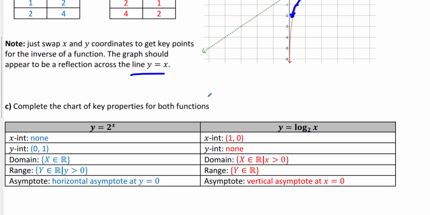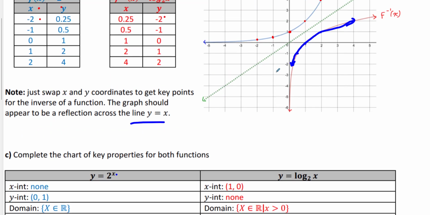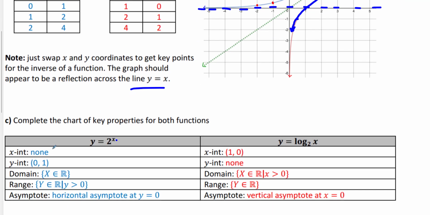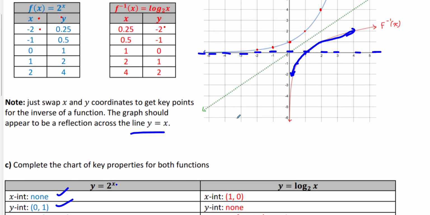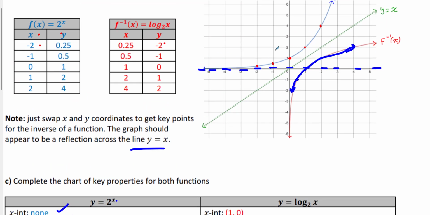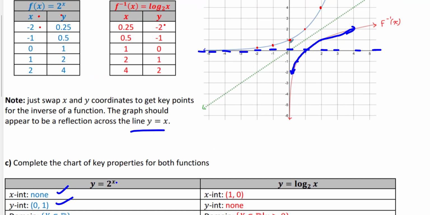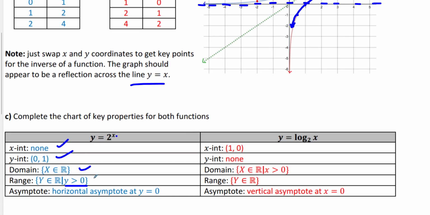And here are some relations when it comes to intercepts. For the x-intercept, y equals 2 to the x, you can clearly see that there is no x-intercept because there's a horizontal asymptote. The y-intercept is (0, 1). The domain is all real numbers, meaning this function in blue at the top goes all the way to the left and all the way to the right. The range, however, is restricted. It's y greater than 0. See how the whole graph is above the x-axis? And then there's the horizontal asymptote.